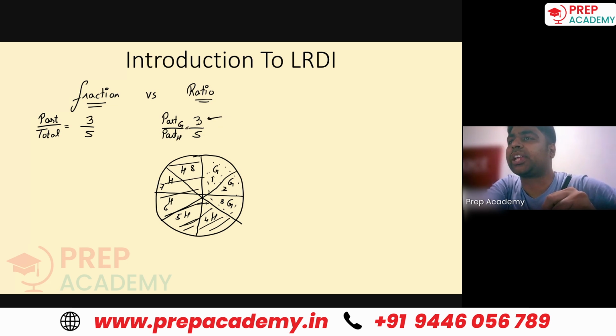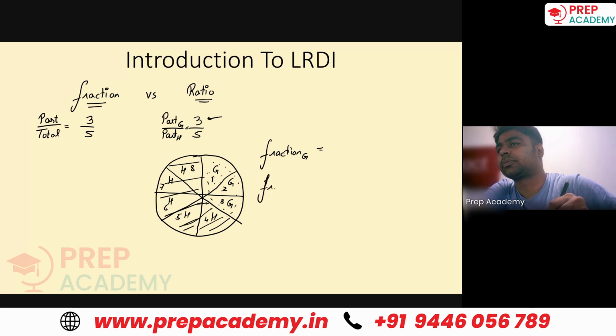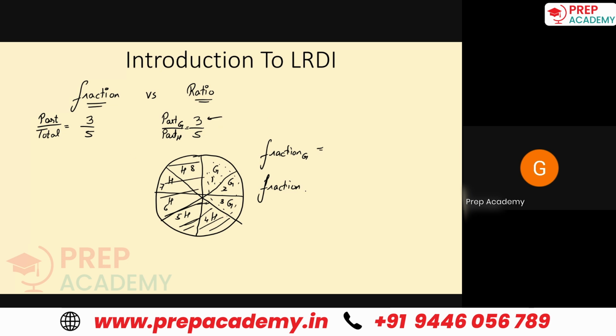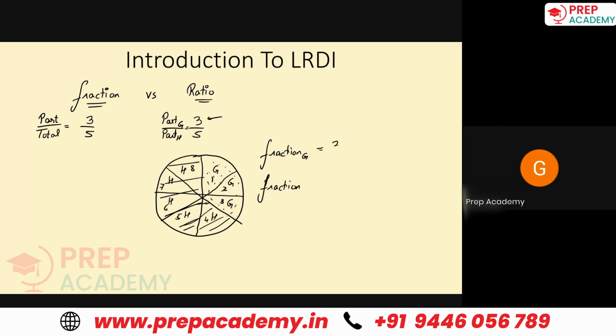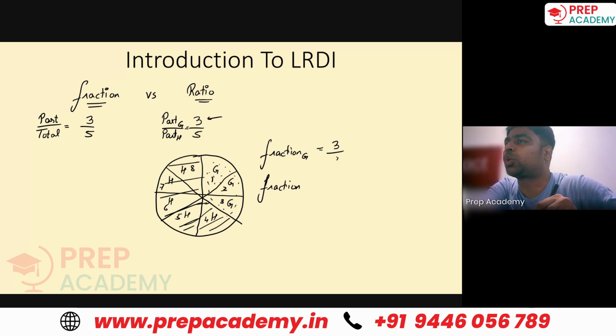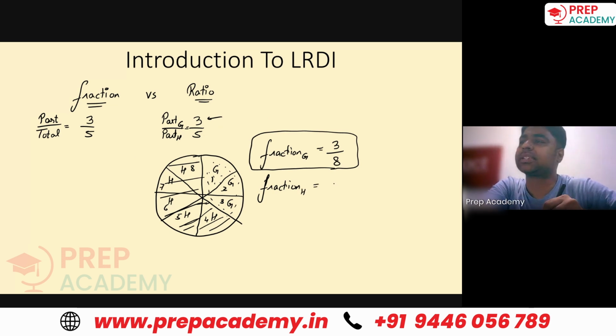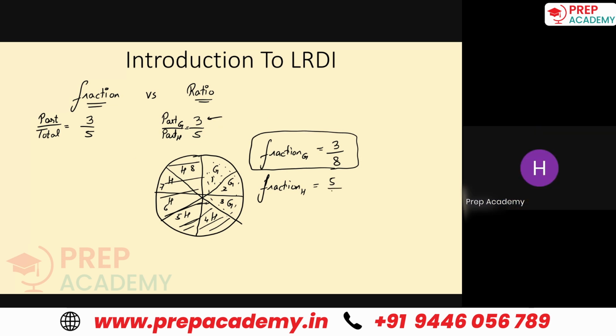So we divided it in the ratio of 3 upon 5. Now, what is the fraction of the cake that Gauri gets? 3/8. Yes, 8 is the entire part. Gauri got 3 parts of the cake when the total parts were 8. And what is the fraction of the cake that Hannah gets? 5/8.